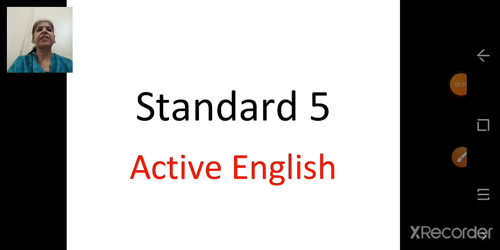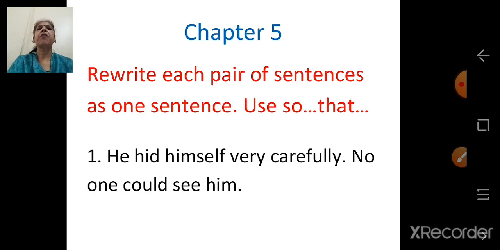Today we will do active English. Chapter 5. Rewrite each pair of sentences as one sentence. Use so, that. So what we have to do? We have to rewrite each pair of sentences. Each pair means two sentences are given and we have to rewrite them as one sentence using so, that.